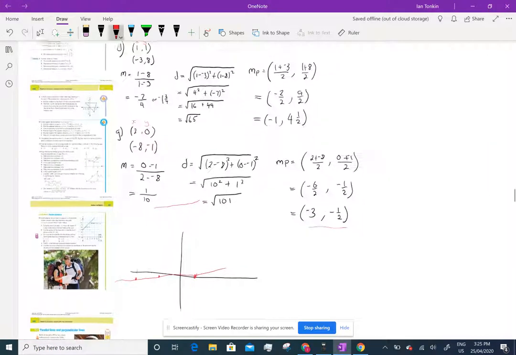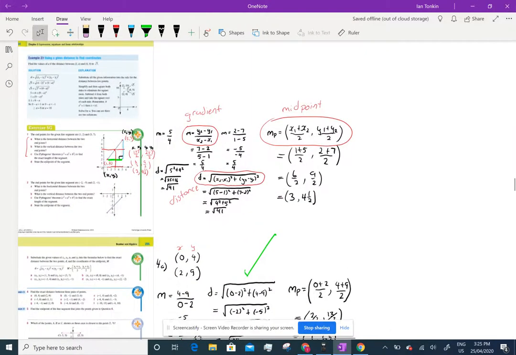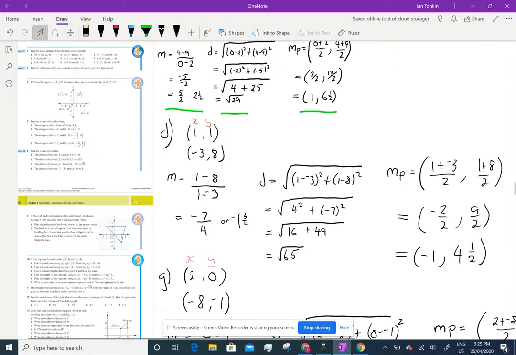Anyway, that's distance, midpoint, and gradient. Make sure you write some notes and write down the 3 formulas. Make sure you practice. You know what? I'd probably do the last column as well, just to make sure you're doing it okay.